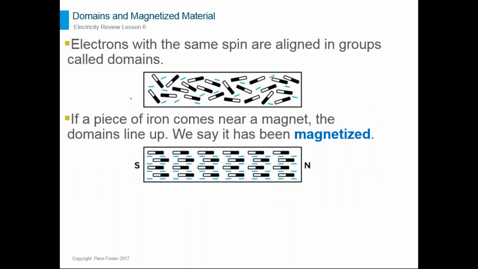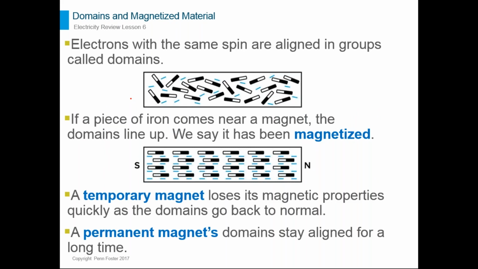Electrons with the same spin are aligned in groups called domains. If a piece of iron comes near a magnet, the domains line up and work together, giving the iron magnetic properties. We say it has been magnetized. A temporary magnet loses its magnetic properties quickly as the domains go back to normal. A permanent magnet's domains stay aligned for a long time.